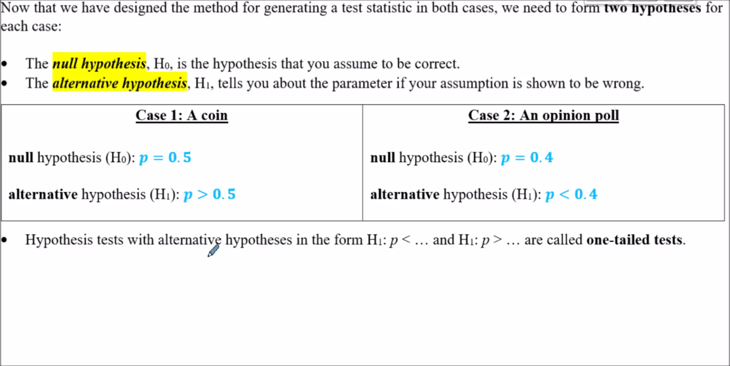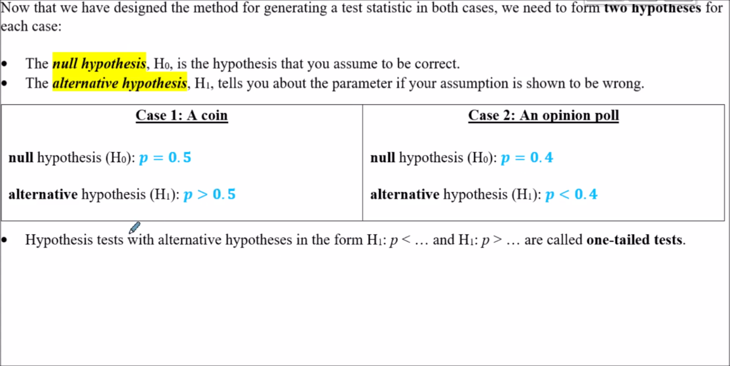Hypothesis tests with alternative hypotheses in the form where the alternative hypothesis is the probability is less than or greater than, that's called a one-tailed test. The tailed bit here, where it says one-tailed, that's nothing to do with heads and tails, by the way. It means one-tailed in terms of we're only looking at one other aspect. So in one case here, we're looking at the probability being greater than 0.5, not greater than or less than. We're just looking at one way, just greater. Here we're looking at just less.